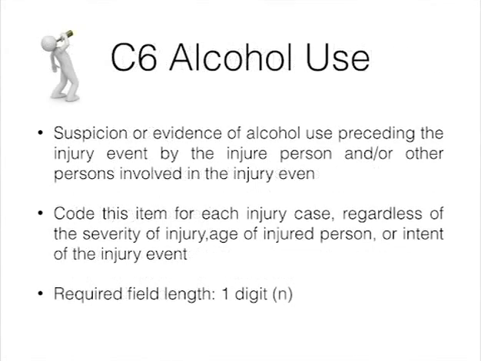Alcohol use is defined as suspicion or evidence of alcohol use preceding the injury event by the injured person and/or other persons involved in the injury event. No distinction is made between suspicion, that is, patient smells of alcohol, and evidence, that is, blood or breath alcohol levels, because criteria for each category is too difficult to define. This item is coded for each injury case, regardless of the severity of injury, age of the injured person, or intent of the injury event.